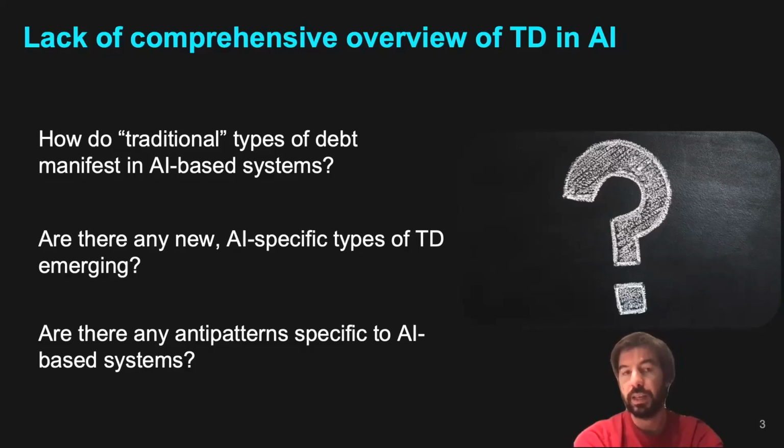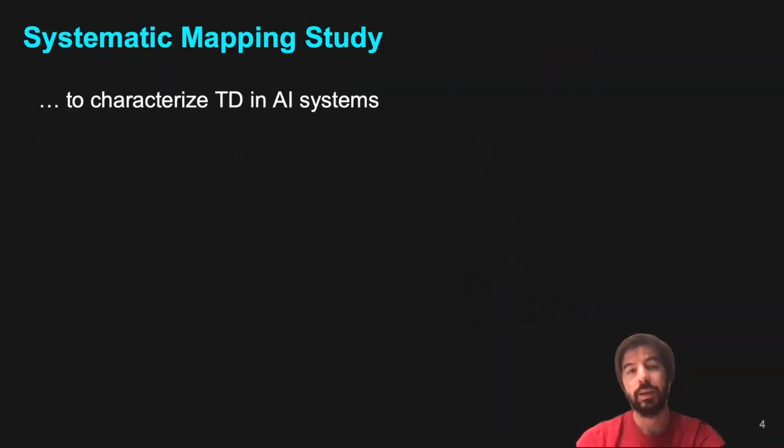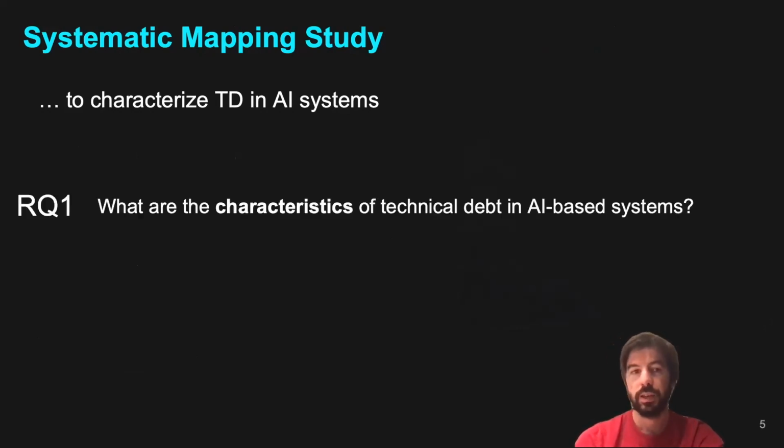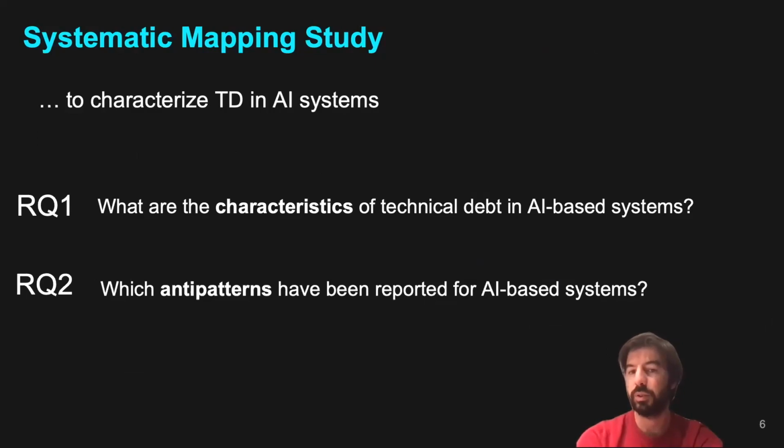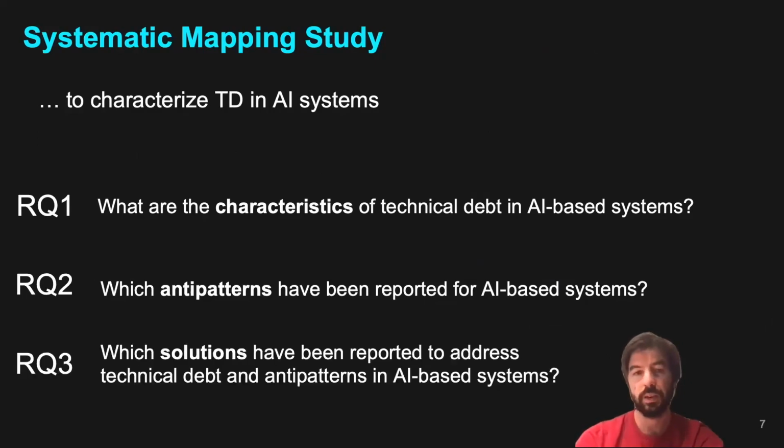However, we could not find a comprehensive overview of technical debt in AI, and hence we decided to perform a systematic mapping study to provide such an overview and characterize technical debt in AI systems. Our study focused on three research questions. First, what are the characteristics of technical debt in AI-based systems? Second, which antipatterns have been reported for AI-based systems? And third, which solutions have been reported to address technical debt and antipatterns in AI-based systems?